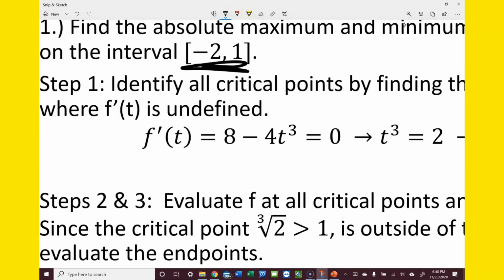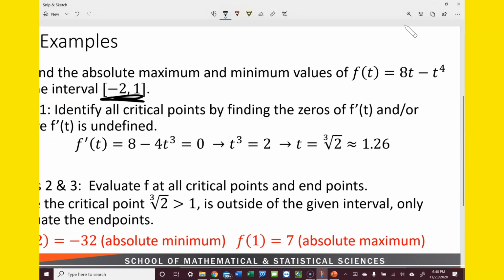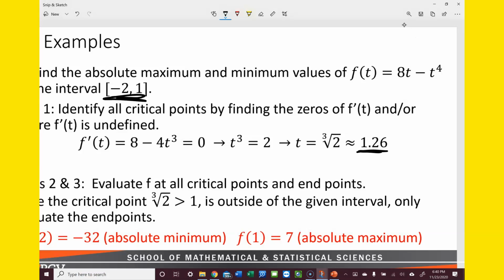Well, the critical value we found earlier was 1.26, which is outside of that interval. We're only doing the interval of this function from -2 to 1. We're only looking at the function within this part of the graph. So that critical point 1.26 actually happens somewhere out here. We can't even look at that because that's not part of the interval that we're evaluating. So we just throw it out. We discount it. We're not worried about that one. So the only thing we have to do, since we don't have any other critical points, is evaluate it at the endpoints themselves.